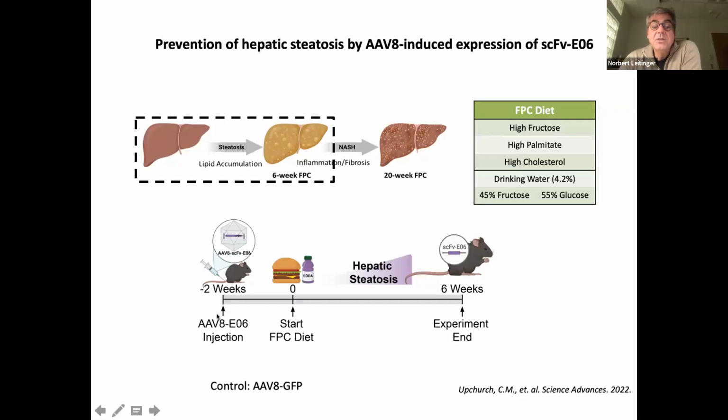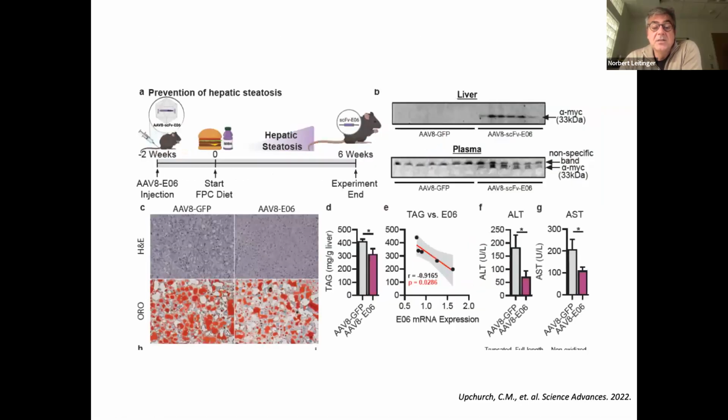And then we would wait 2 weeks before we started the diet to let the virus express the EO6, and then start the diet and go for 6 weeks and see if it has an effect on the formation of hepatic steatosis. And here are some of the results. These are published, so I'm not going to go into too much detail here. You can check the paper if you're really interested.